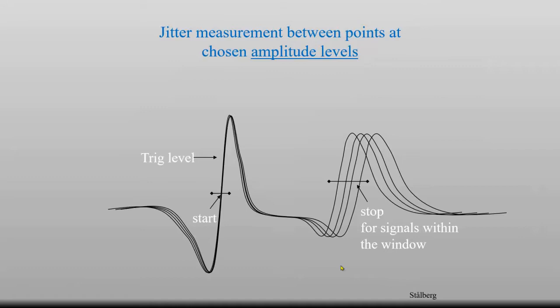The jitter parameter concerns time variation between 2 signals. Originally, this was obtained by measuring the time when the signal passed an amplitude level on the 2 signals. Here is the start of the measurement, and here is the end when the signal passes through the window. This technique is used in some equipment.